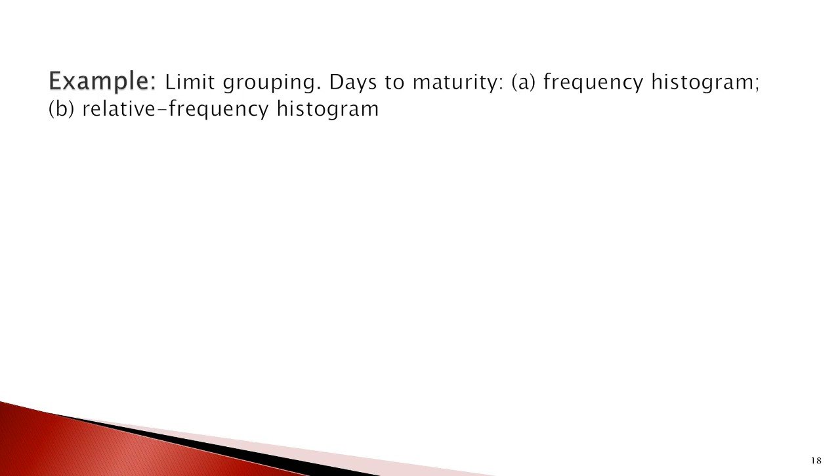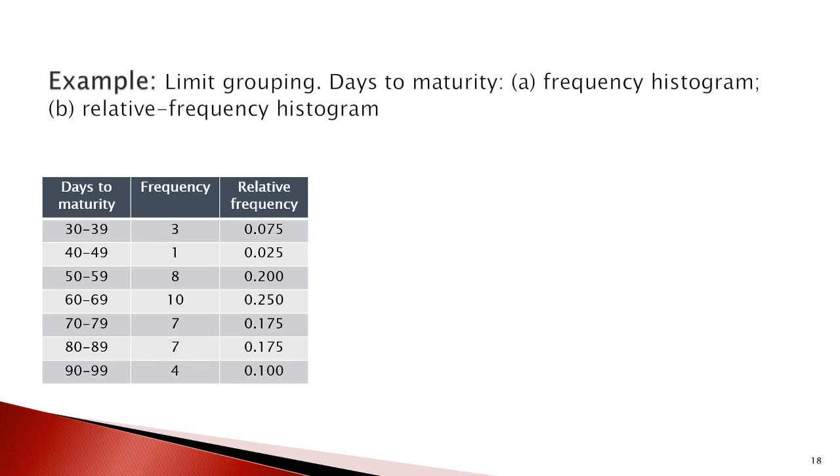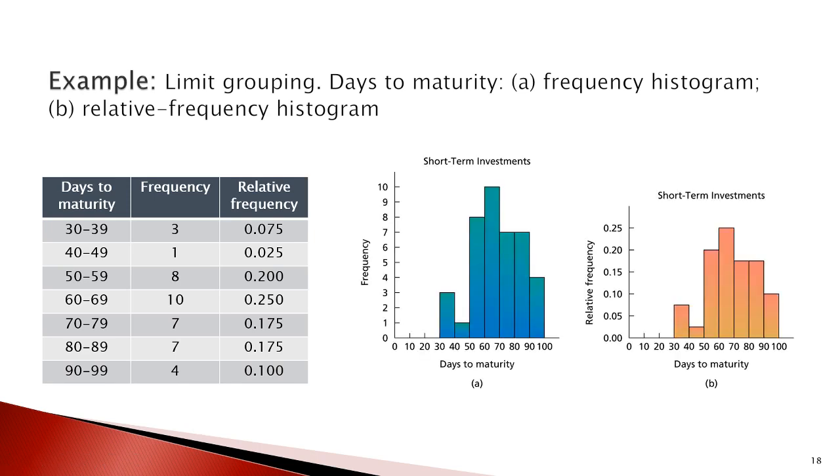The next example that we are going to use is from the frequency and relative frequencies table that we used for limit grouping. Okay, this is the table. We already completed this for limit grouping, right? Now look at the frequency histogram. The frequency histogram has the blue bars.